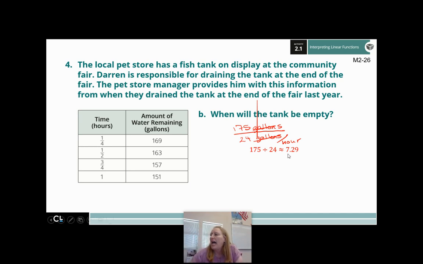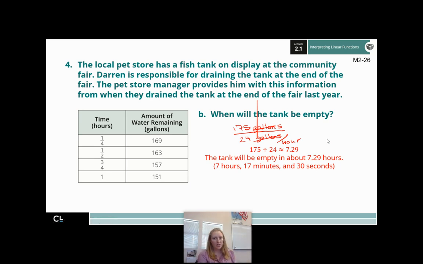So when I did that, I got 7.29 hours. It's about how long it'll take for the tank to empty. If you would like to be a little more precise, instead of saying 7.29 hours, I grabbed a calculator, and it will be 7 hours, 17 minutes, and 30 seconds. Let's be honest, Darren just probably let that thing go for like 7.5 hours. He didn't time it down to the second. I'm feeling pretty confident he did not do that.